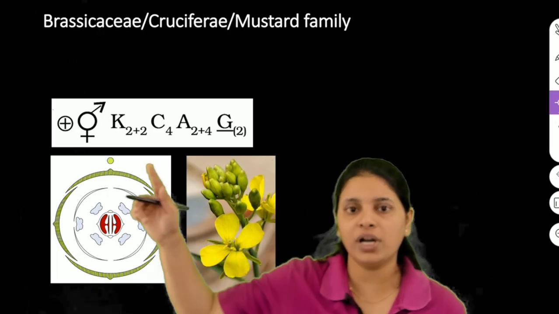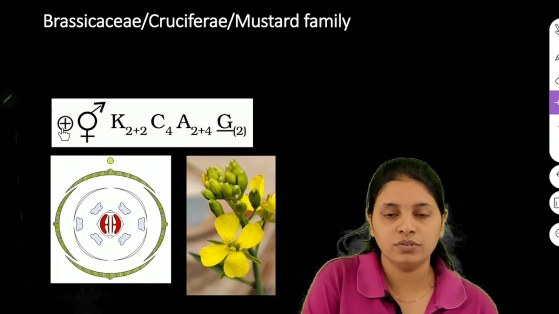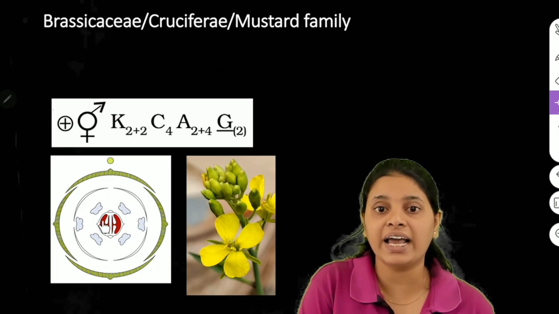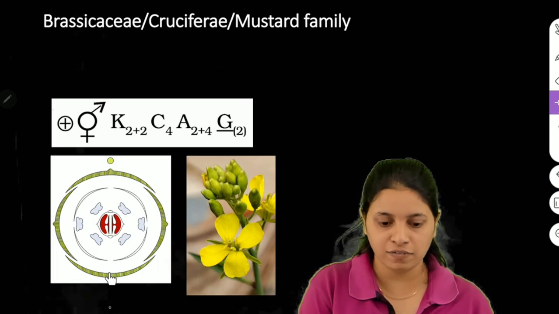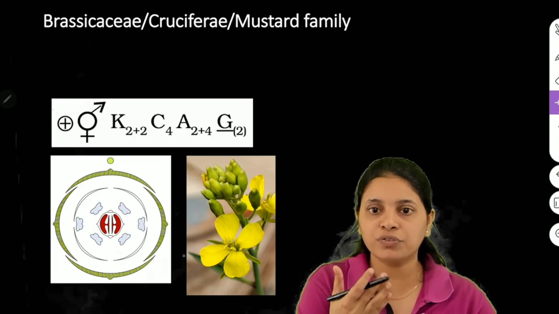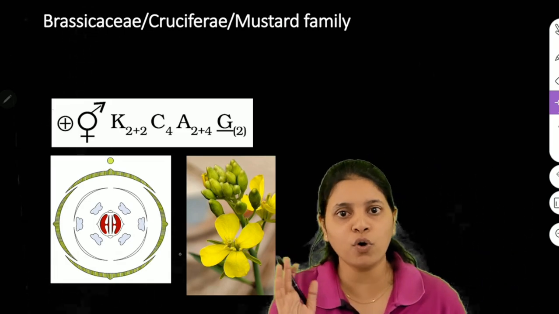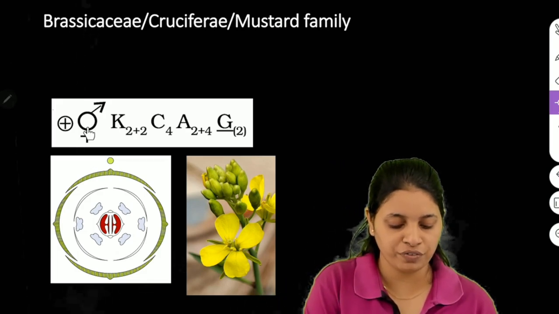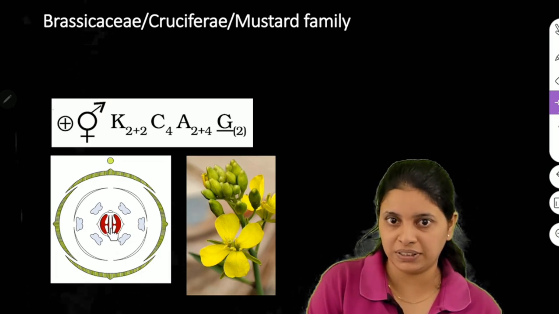Let's see the formula. We have symmetry first, right? So actinomorphic symmetry, right? Look at this diagram. If you cut this flower like this, you have 2 equal halves. If you cut it like this, you still have 2 equal halves. That means actinomorphic symmetry. There is more than one plane, right, to divide the flower equally. So actinomorphic. Bisexual flowers, because androecium and gynoecium both are present.